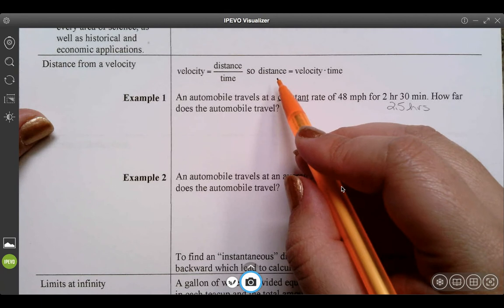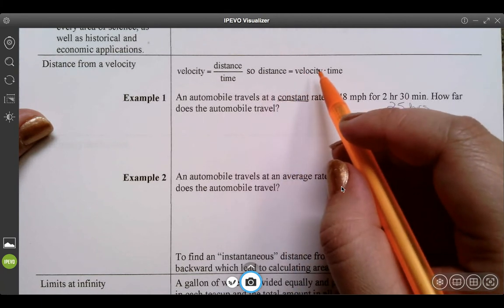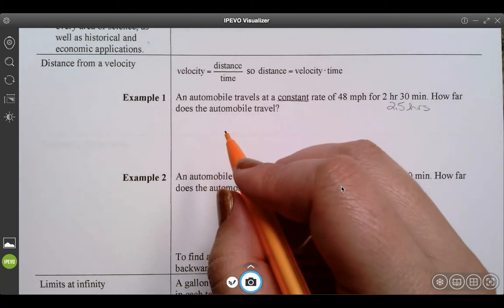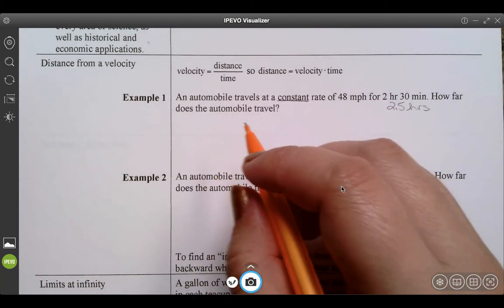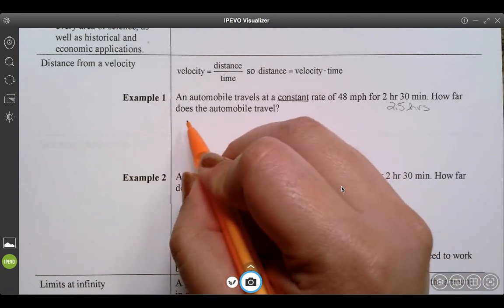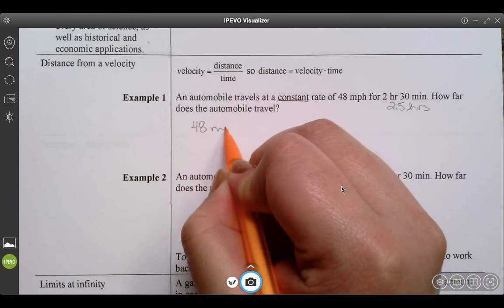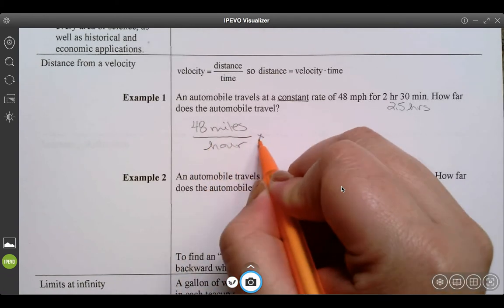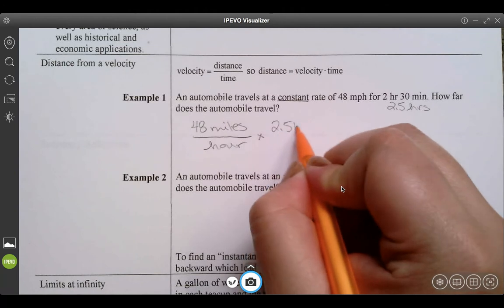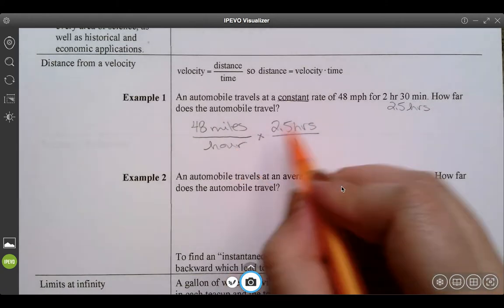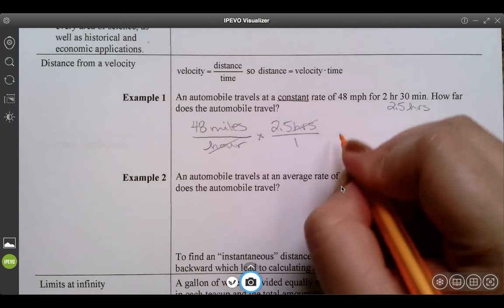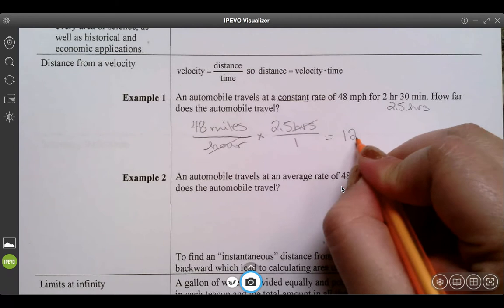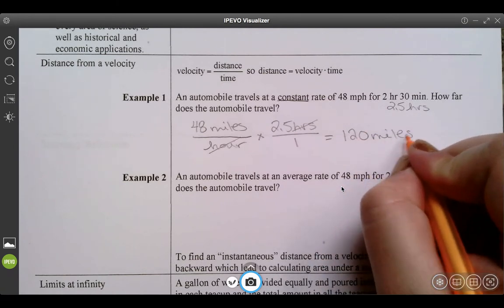So what is the distance if I have a velocity of 48 miles per hour and a time of 2.5 hours? So I'm going to set this up similar to how a lot of chemistry problems are done. We're going to put the units so that we can see that they cancel out. So we have 48 miles per hour times 2.5 hours. And so I can see that the hours will cancel out. And 48 times 2.5 should give me 120 miles.